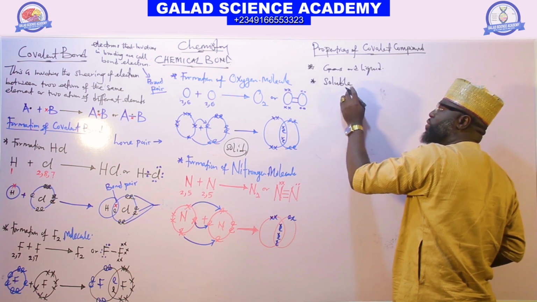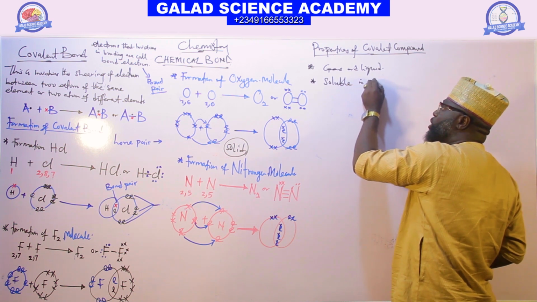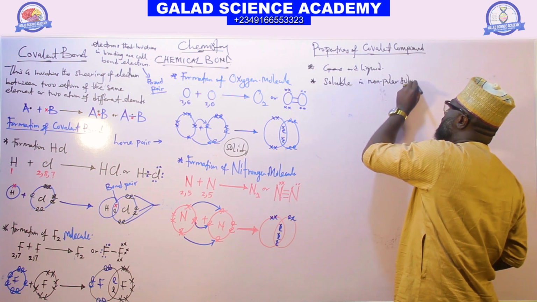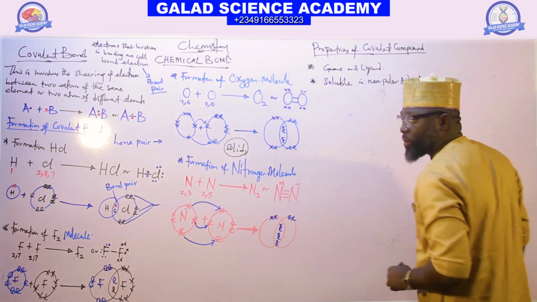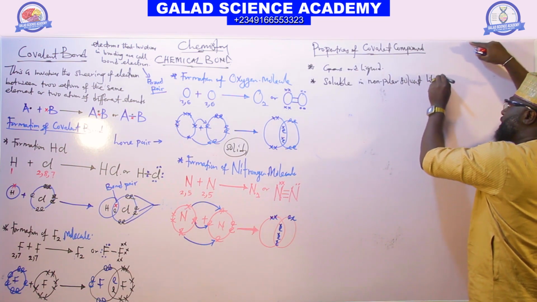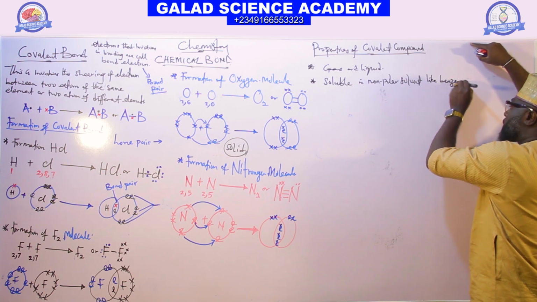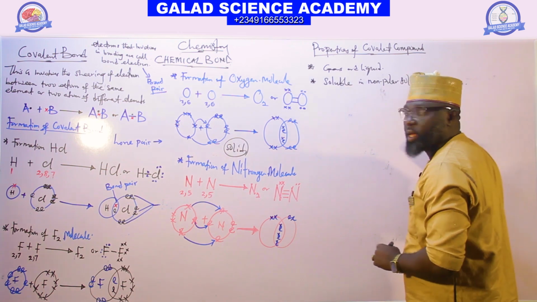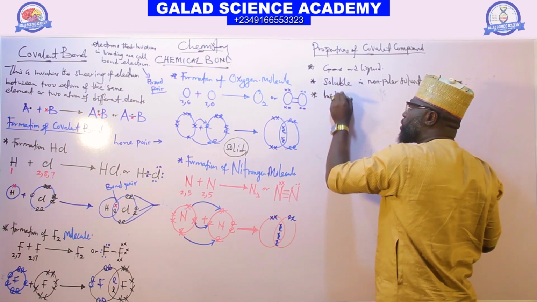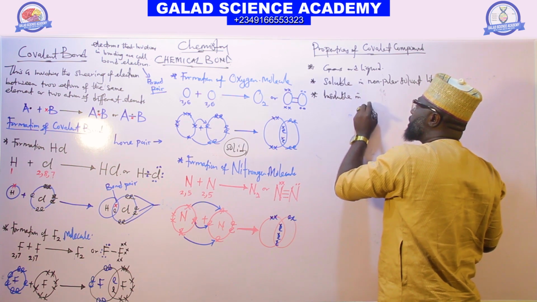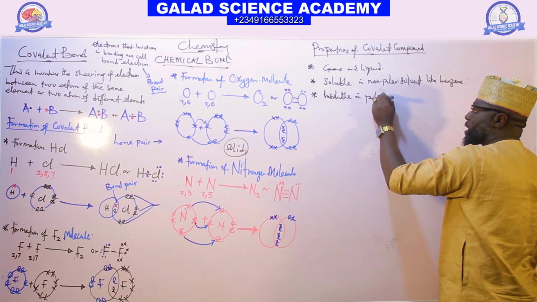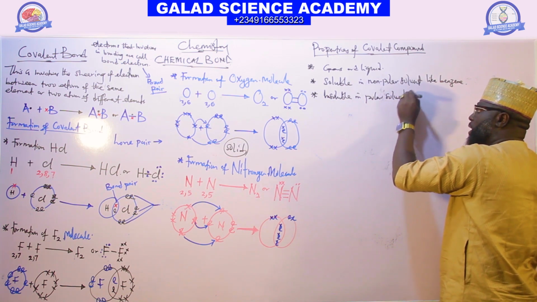And two, covalent compounds are soluble, that is, they dissolve in non-polar solvents. They are soluble in non-polar solvents, like benzene. But they are insoluble in polar solvents, like water.